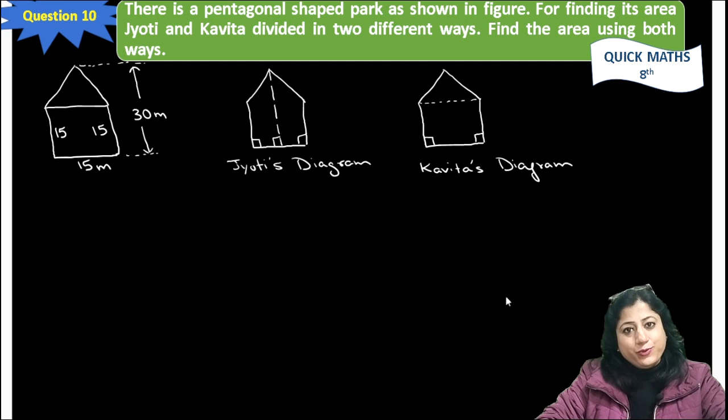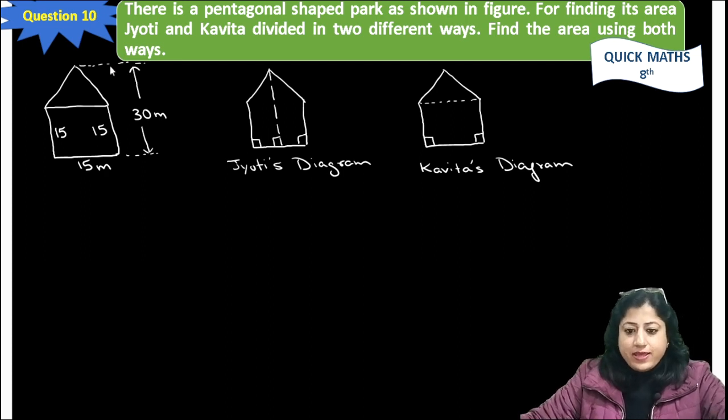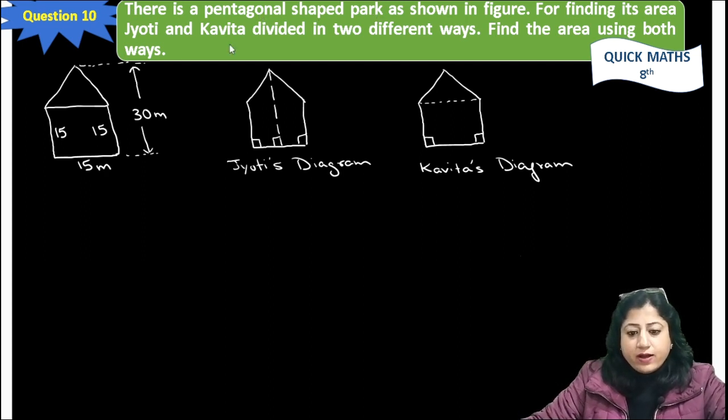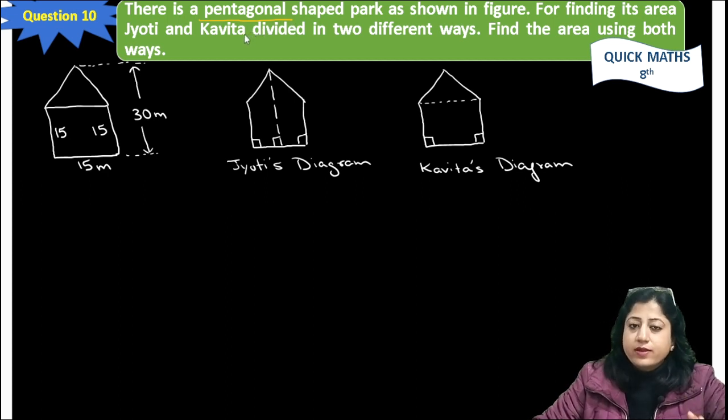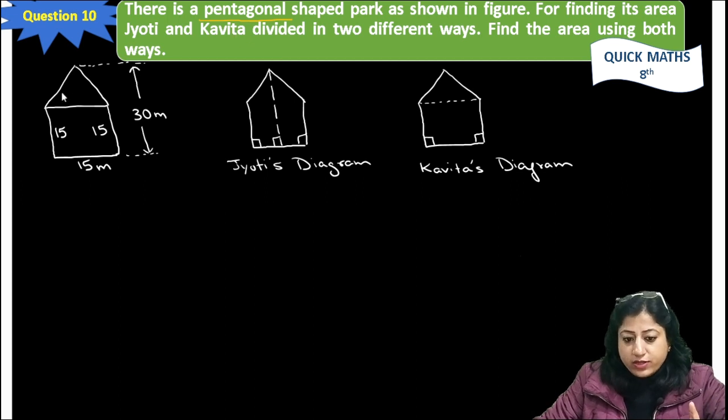Exercise 11.2, question number 10. There is a pentagonal shaped park, as shown in the figure. First, what is a pentagon? A pentagon is a polygon, a figure that has 5 sides. It is called a pentagon, so this has 5 sides.